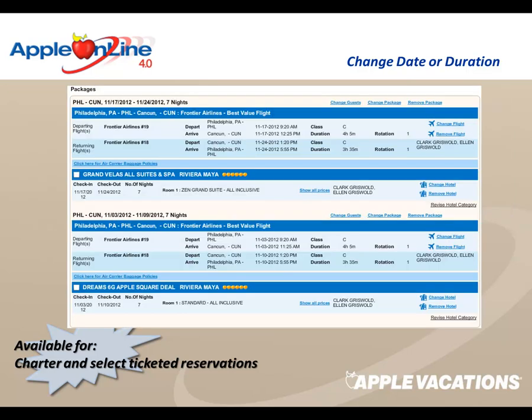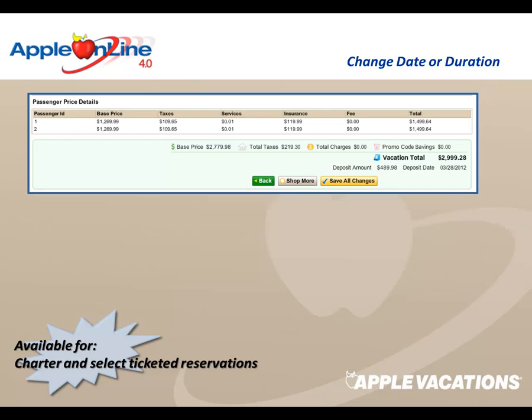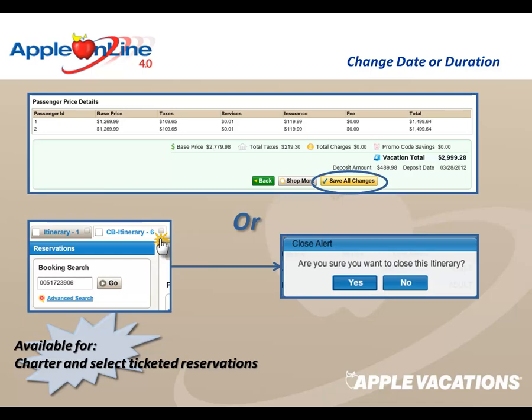You'll see your itinerary now has both packages saved. All you need to do is simply delete the old package using the Remove Package link. From there on out, it's old hat. Continue with the booking through the supplement allocation, and finally, you can save or cancel all changes.